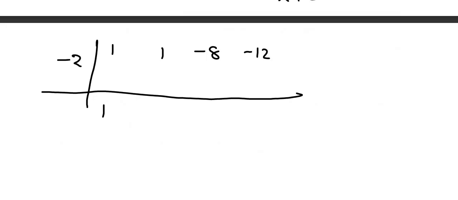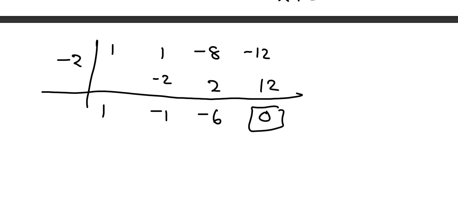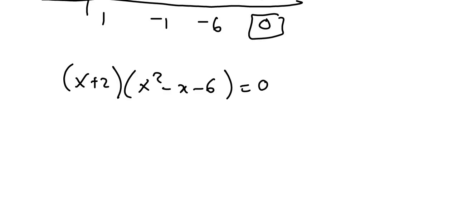So now we can bring the 1 down. This is -2. This is -1. This is going to give us a 2. This is -6. This is a 12. That's a 0. And then we are saying we have x plus 2, and this here is x squared minus x minus 6.